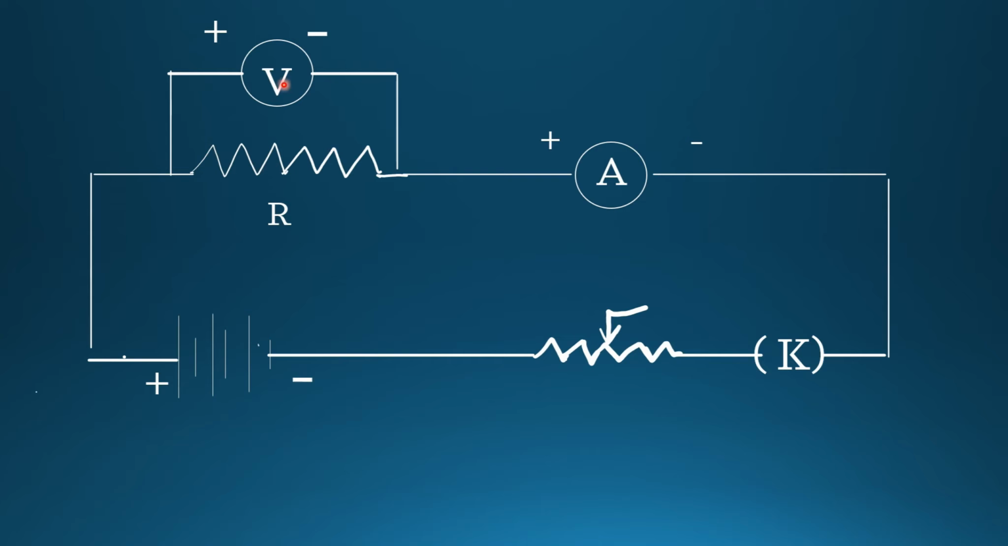Resistance, voltmeter, ammeter, rheostat, plug key, and battery. The voltmeter is always connected to the resistance in parallel combination. So the voltmeter is always connected in parallel, and the ammeter is always connected in series. Next, let us go to the procedure.